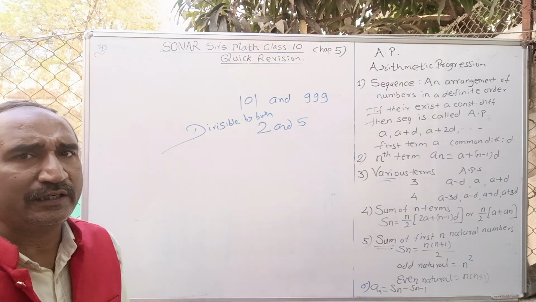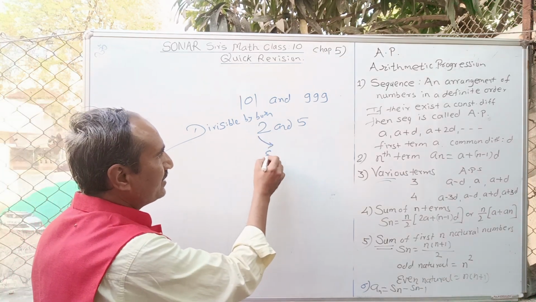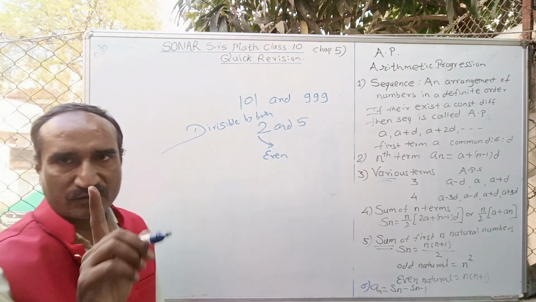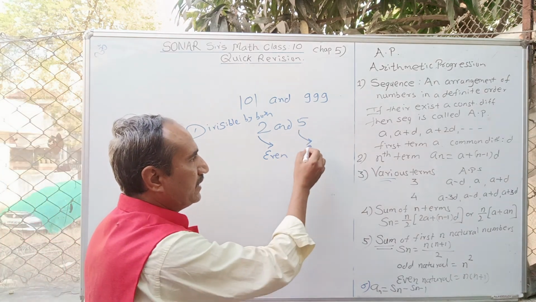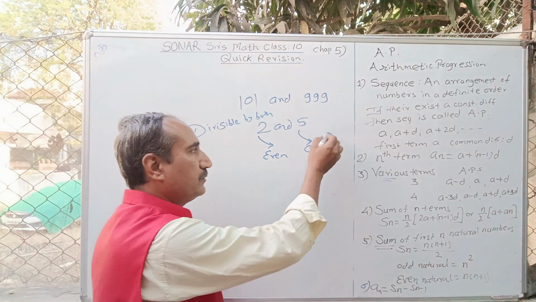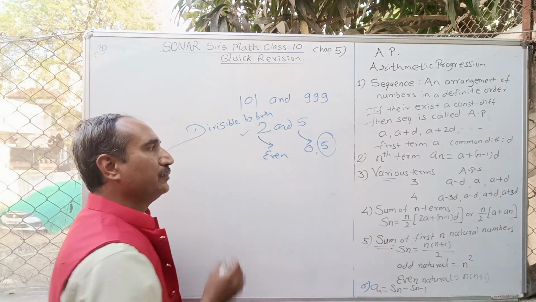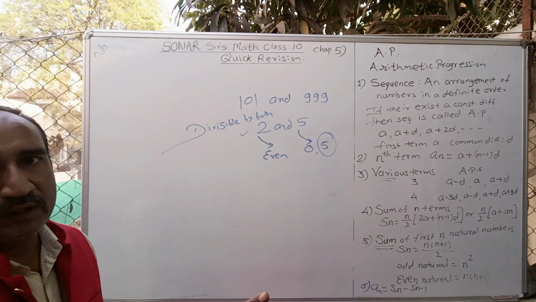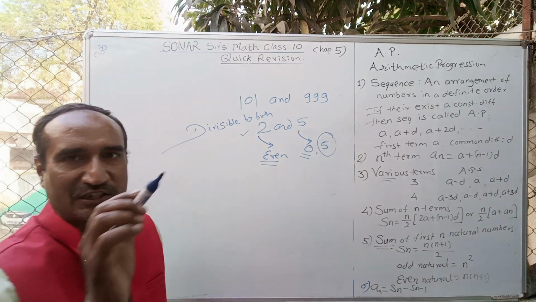What is the divisibility test? If any number is divisible by 2, it is an even number. That is the first condition. If any number is divisible by 5, it ends with 0 or 5. But 5 is odd, so we cannot take it because it cannot be divisible by 2. So we look for numbers which are even and end with 0.